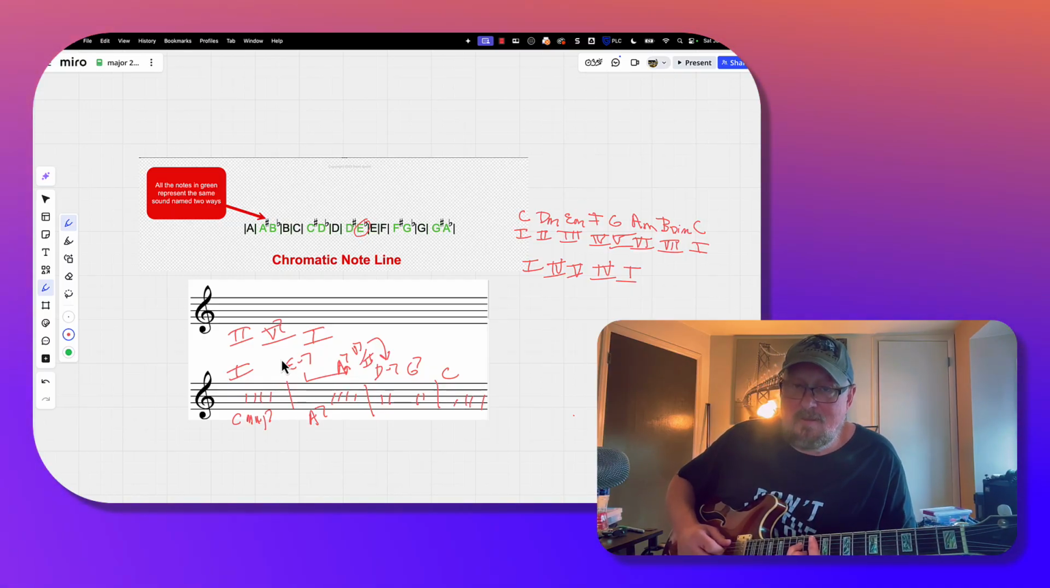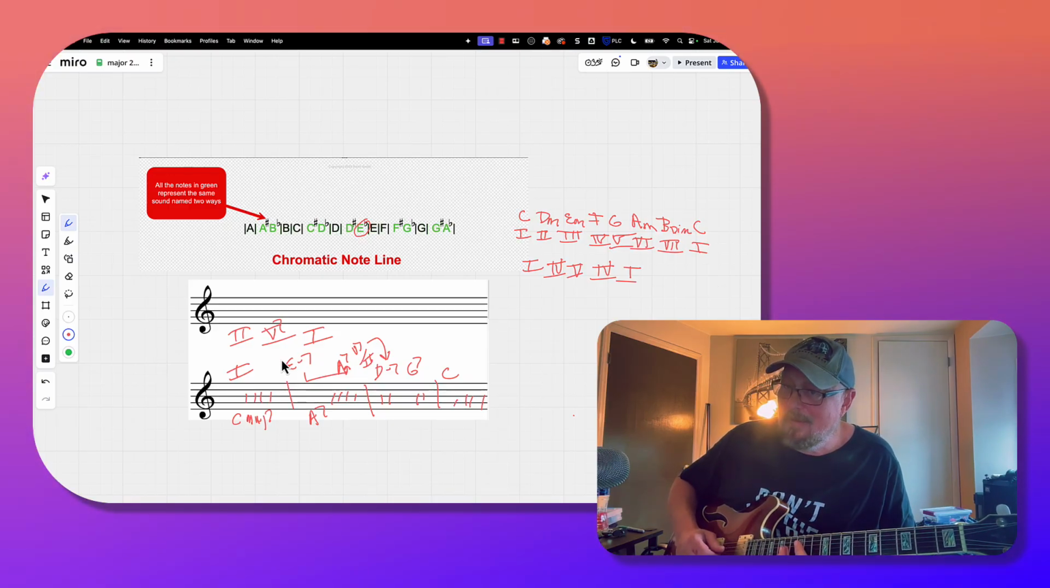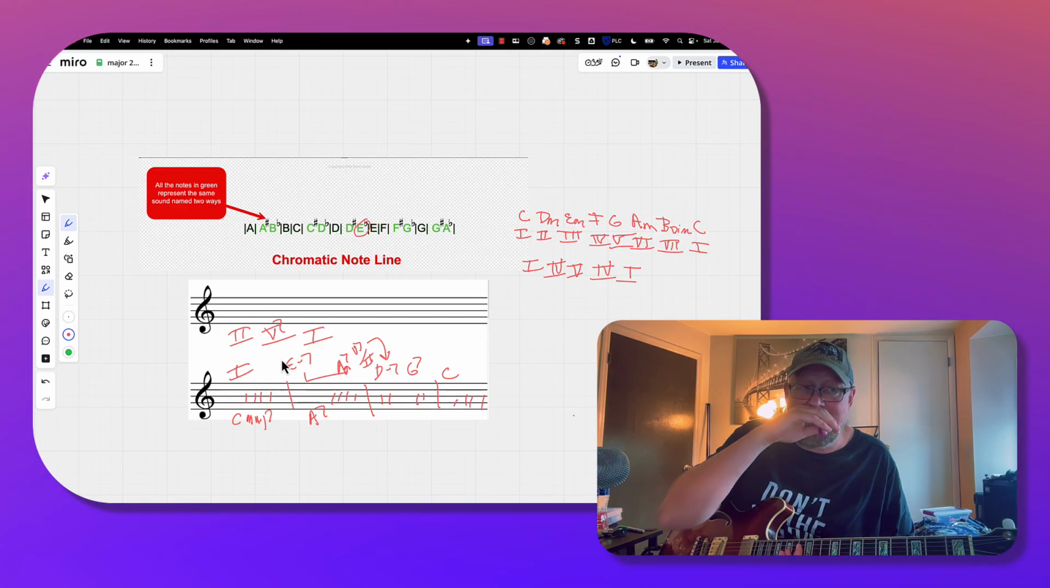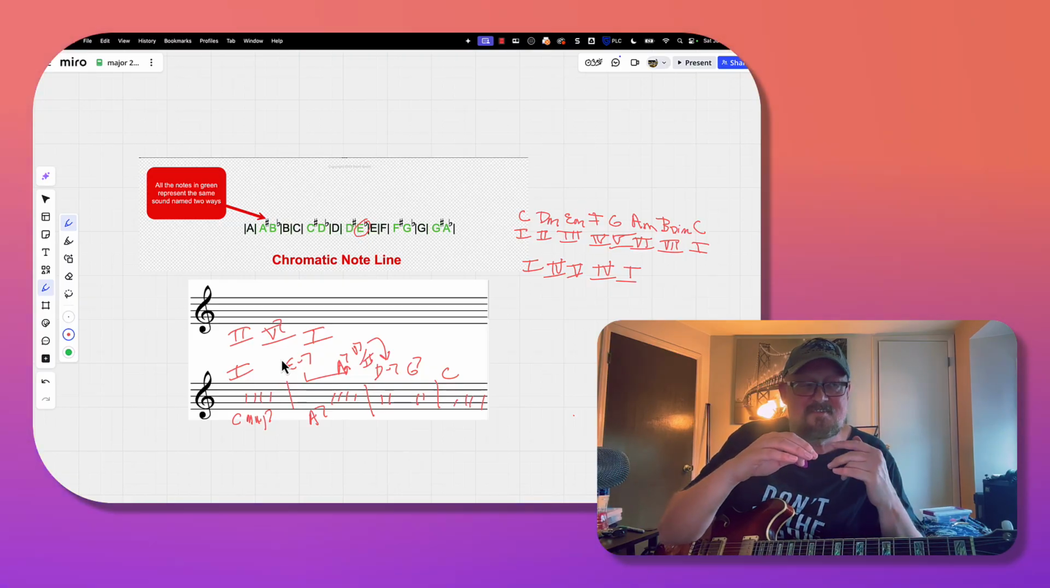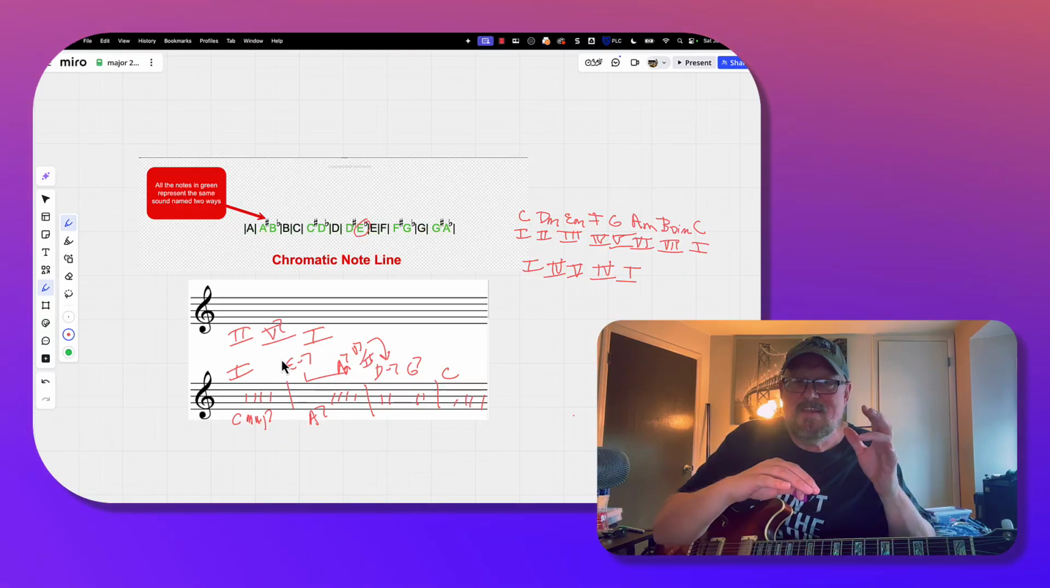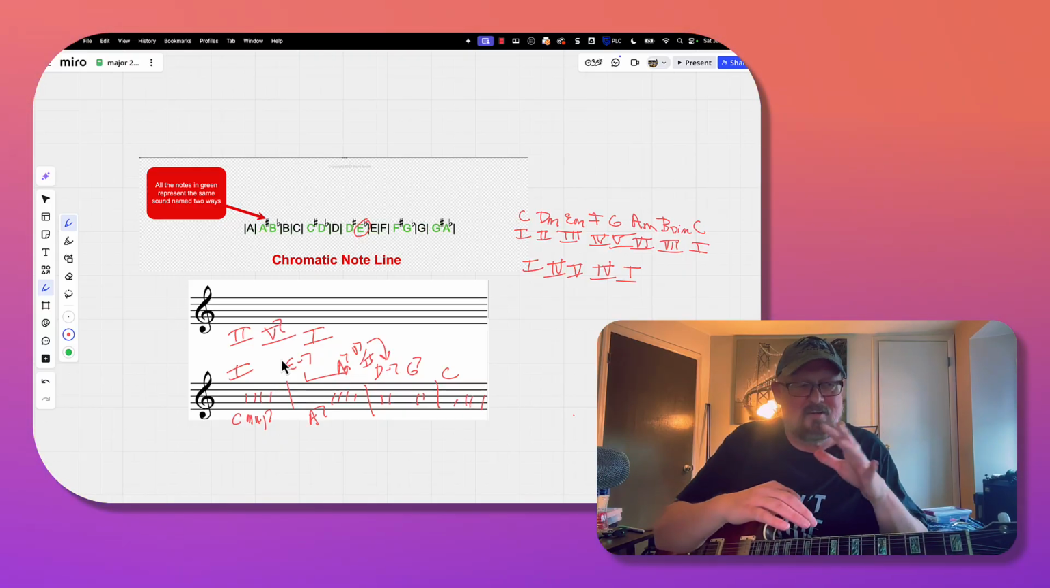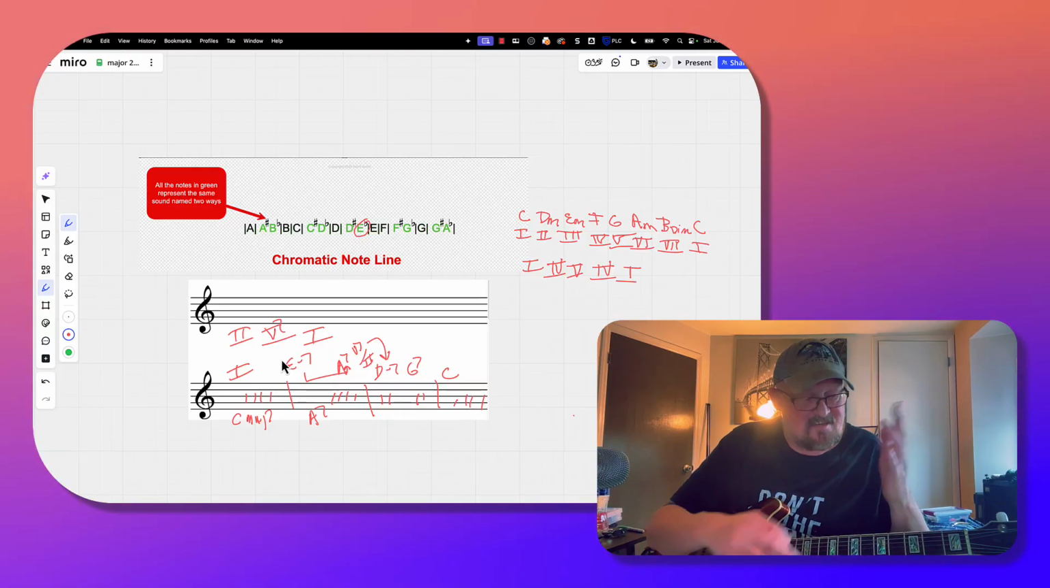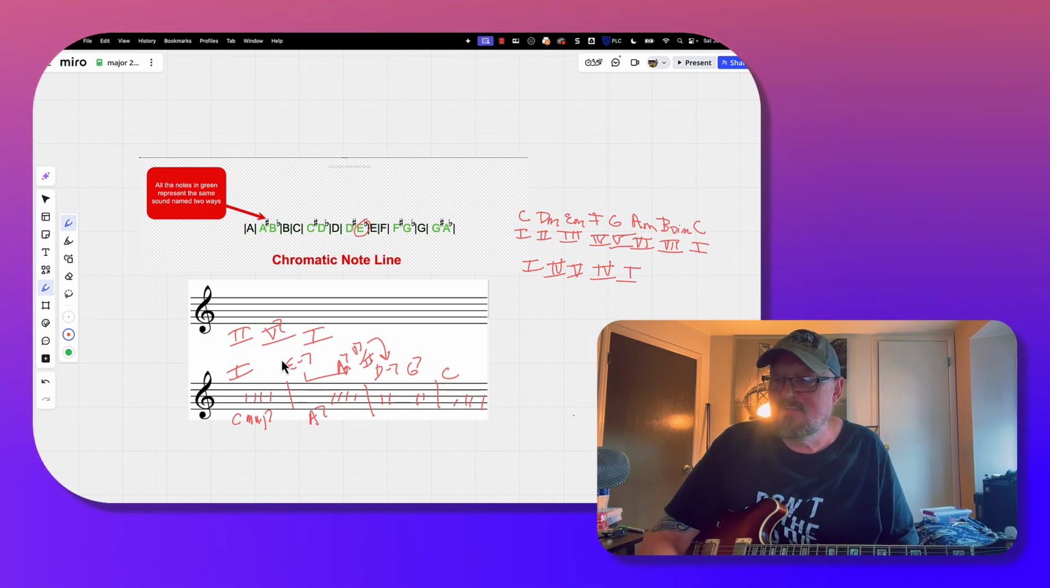So those lines, the substitutions, the tritone substitution and the dominant substitutions, will enable you to make some nice lines like that. So that's next. Anyway, I thought I'd give you a little taste of that.